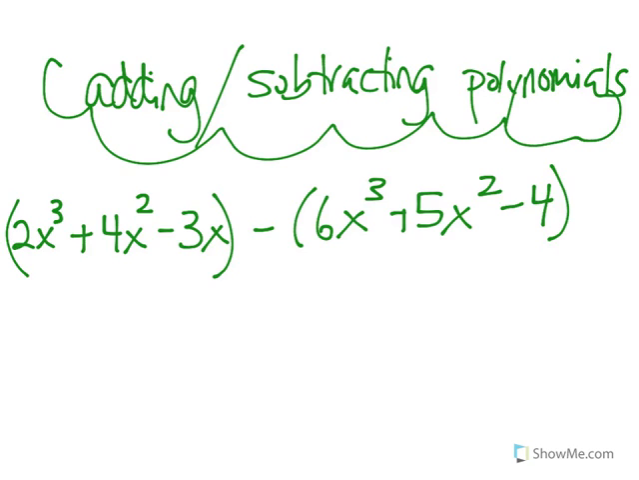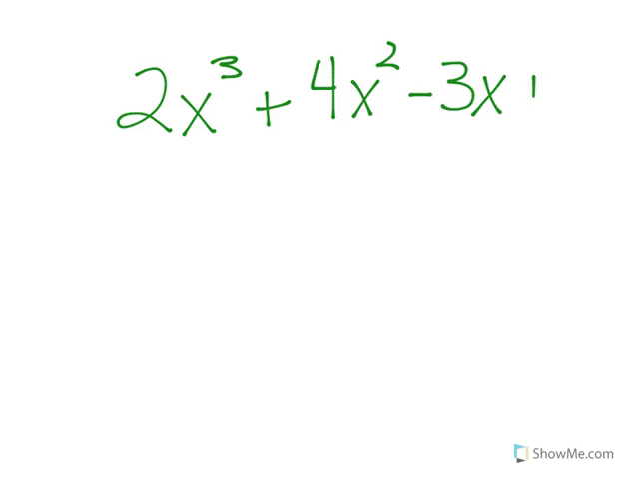When we're adding and subtracting polynomials, again, we need to make sure that we are adding or subtracting like terms. You may find it easier to line them up vertically like you do when you're adding or subtracting numbers of 3 or more digits. So for example, I would rewrite this problem as 2x to the third plus 4x squared minus 3x plus 0. The reason I'm adding a 0 at the end is I'm holding a place value, if you will.